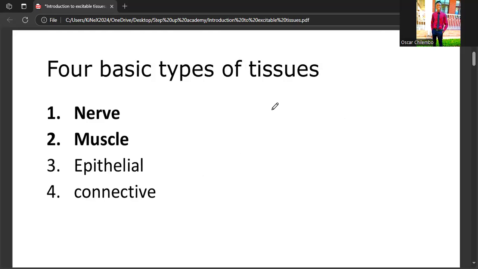We basically have four types of tissues: the nerve tissue, the muscle tissue, epithelium, and the connective tissue. Nerve and muscle are considered to be special. Why? Because they are excitable tissues. They are able to generate an action potential. We will start with nerve tissue, then discuss muscle tissue in the next session, maybe even after the following session.